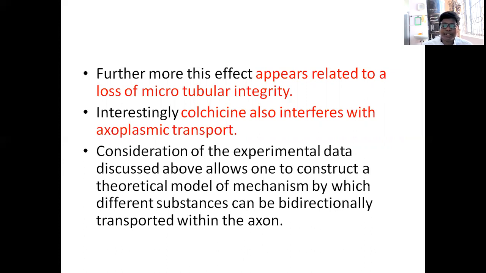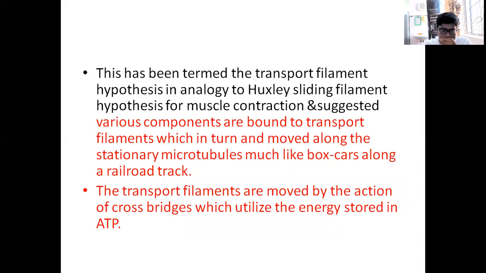Consideration of the experimental data discussed above allows one to construct a theoretical model of the mechanism by which different substances can be bidirectionally transported within the axon. This has been termed the transport filament hypothesis, in analogy to Huxley's sliding filament hypothesis for muscle contraction, and suggests various components are bound to transport filaments, which in turn are moved along the stationary microtubules, much like boxcars along a railroad.